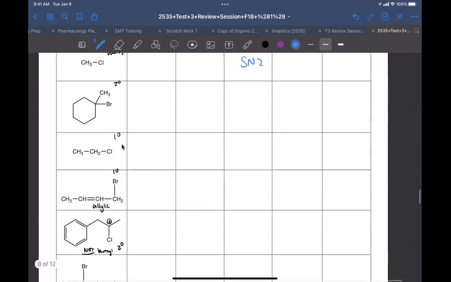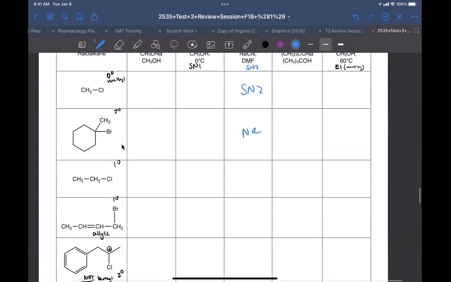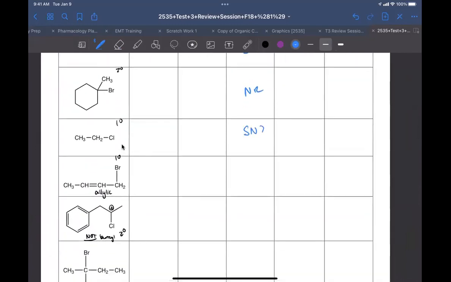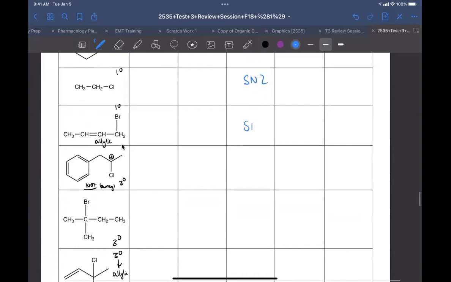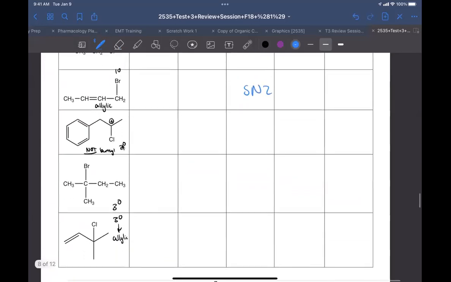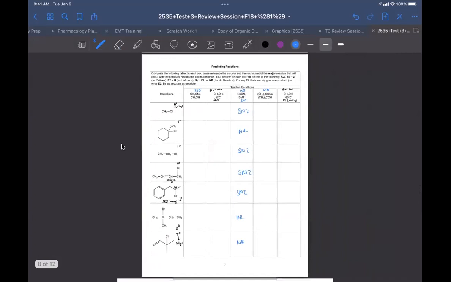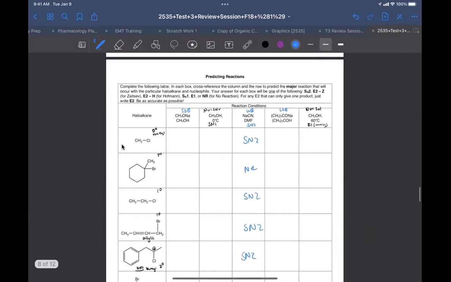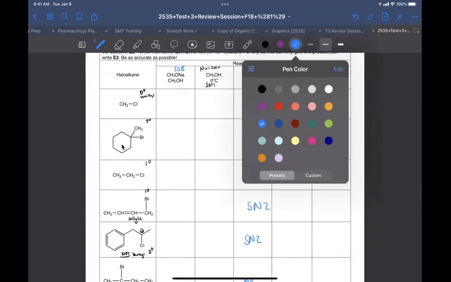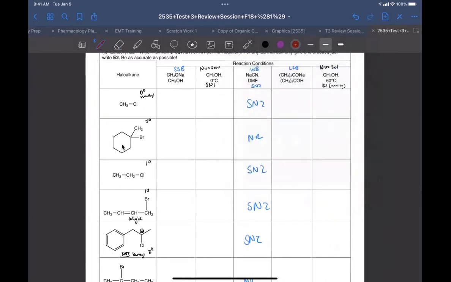No reaction. Primary, SN2. Primary, SN2. Secondary, SN2. Tertiary, no reaction and no reaction. That's already 20%. That's pretty good. Now let's work on our nucleophiles equal solvent. I'm going to go back.